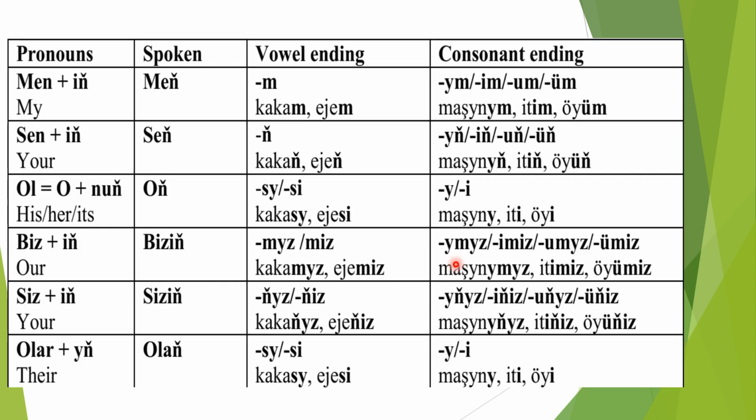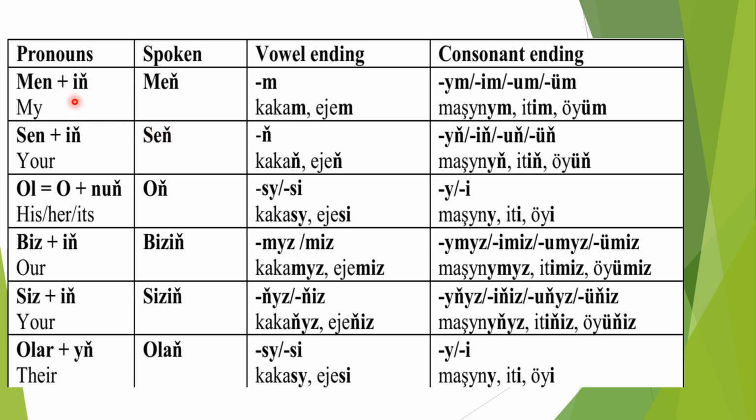Okay. Now, students, these are the personal pronouns, and these are the possessive pronouns together. Men, sen, ol, biz, siz, olar. I, you, he, she, it, we, you, plural or formal, and they. Now, how do we make the possessive pronouns?